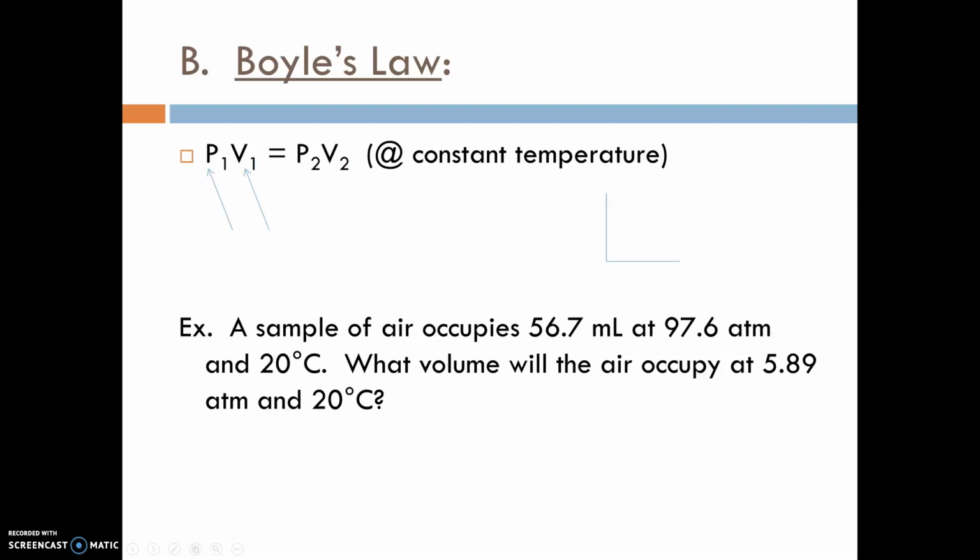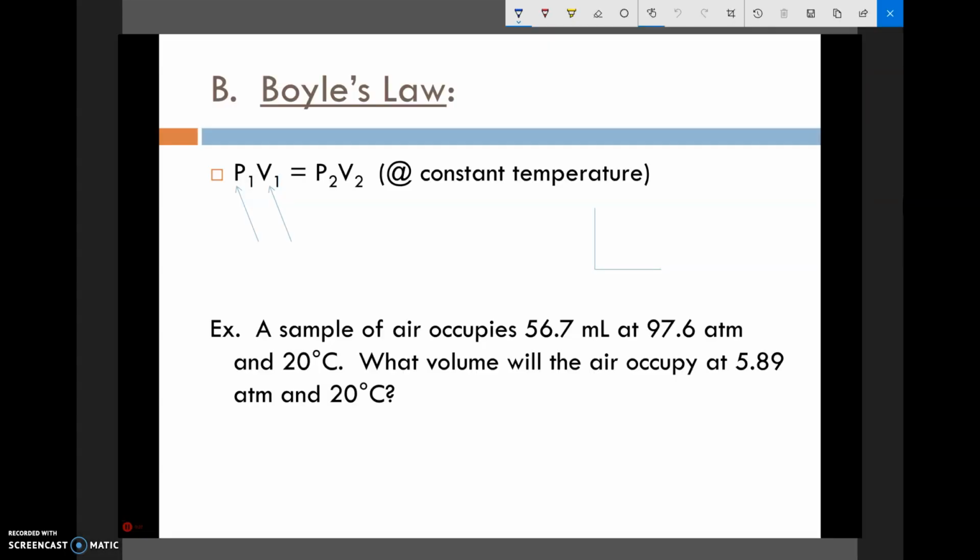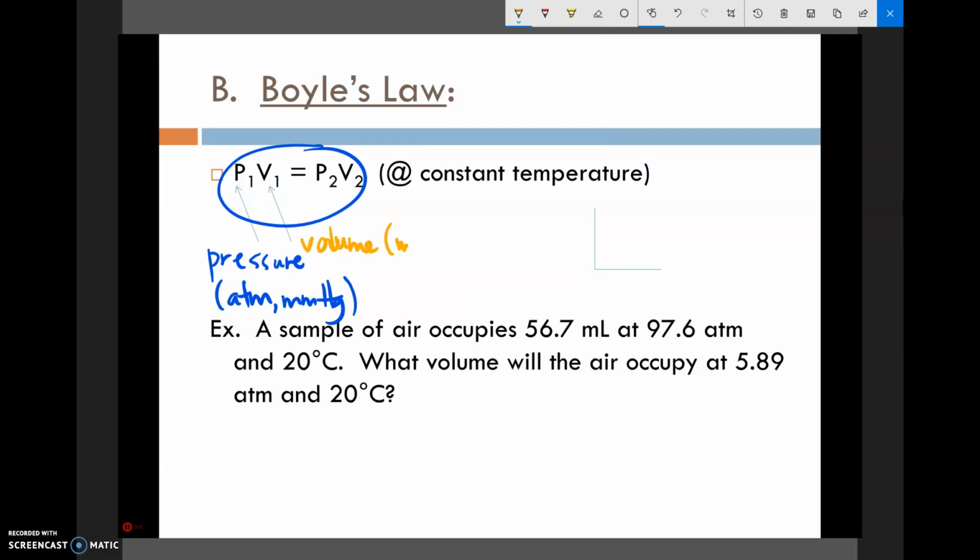So the first gas law we're going to talk about is Boyle's law. Boyle's law is this equation right here. The P stands for pressure. And pressure in Boyle's law is usually going to be atmospheres, which is abbreviated as ATM, or mmHg, which means millimeters of mercury. The V stands for volume. And the volume is going to be in either milliliters or liters. So those are your common units.